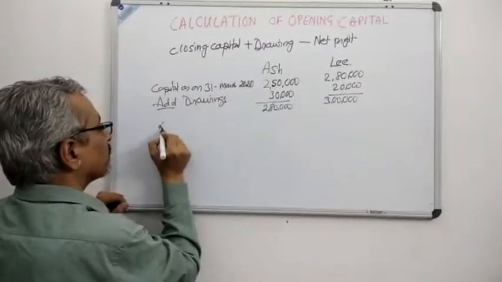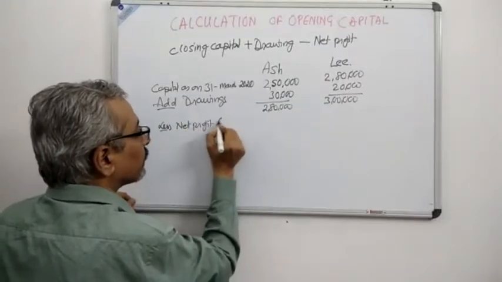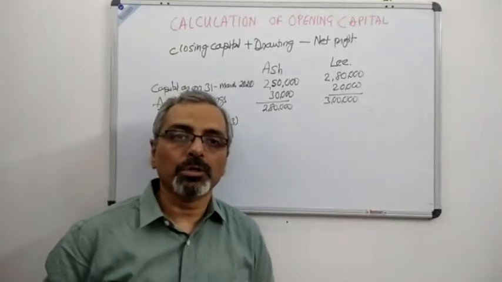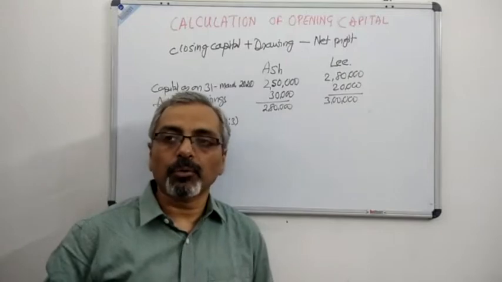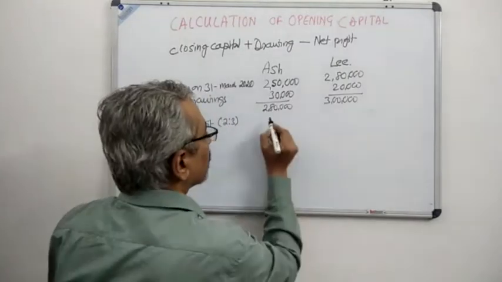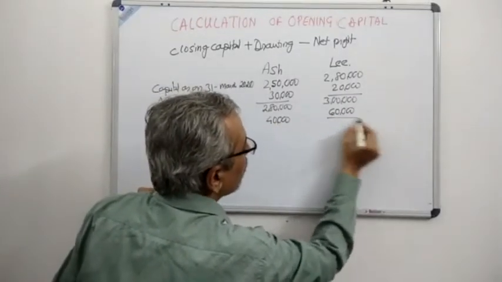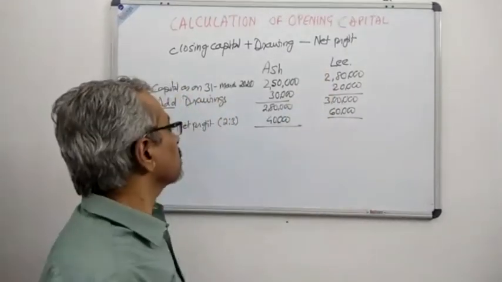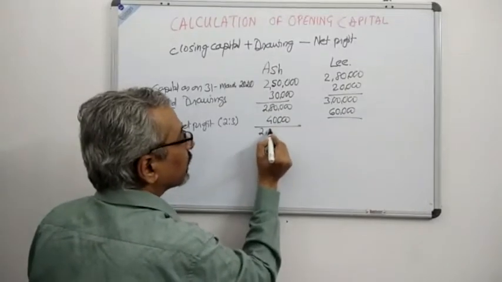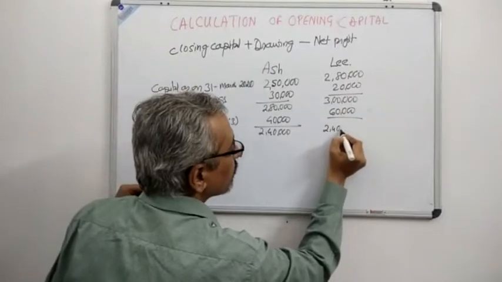From that, we will subtract the net profit which was distributed among the partners in the ratio of 2:3, because their profit sharing ratio was 2:3, and the net profit was 1 lakh. If it is divided in the ratio of 2:3, it will be 40,000 to the first partner and 60,000 to the next partner. Now if you subtract that, 2,80,000 minus 40,000, we get 2,40,000. And 3 lakh minus 60,000 also gives us 2,40,000.